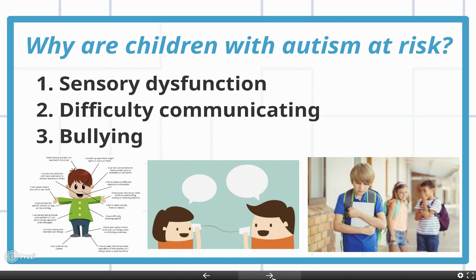Children with autism are at risk for many reasons, but today we are just going to focus on three major ones, which are sensory dysfunction, the difficulty of communicating that comes with autism, and bullying.